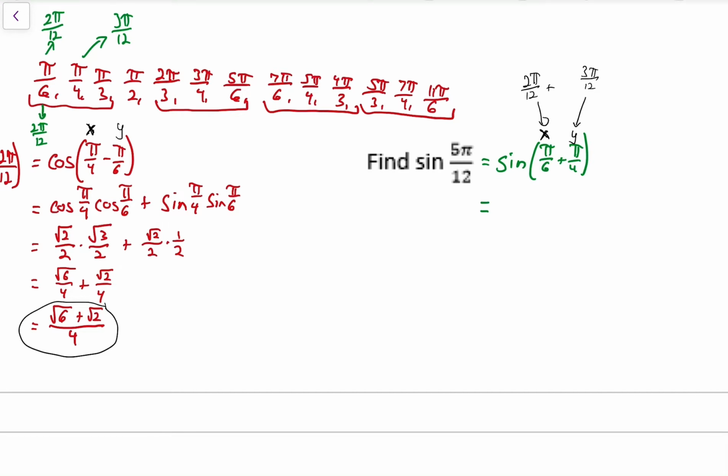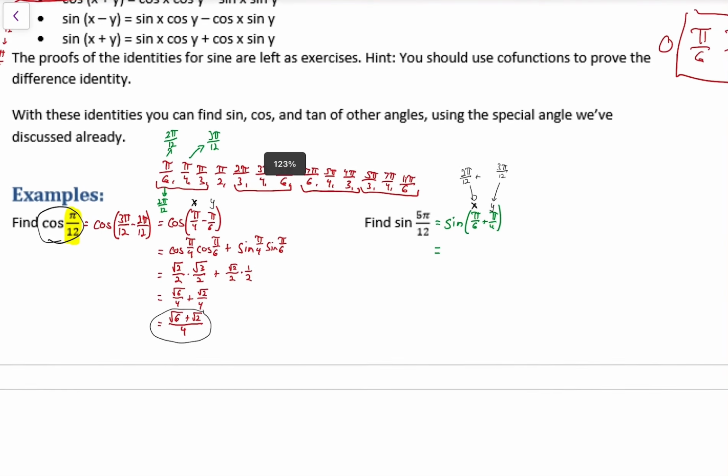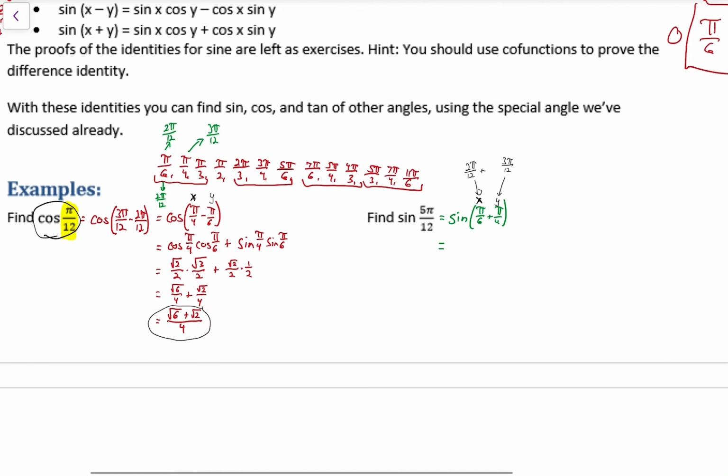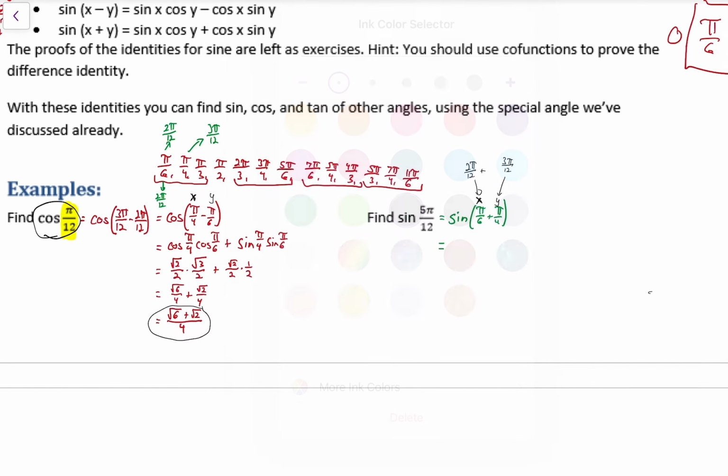So now we're going to use the sum identity for sine. Let's see if we can fit this all on the same screen. Actually, it's this bottom one right here. We're going to use this one. This is the sum identity for sine. And so we see we have sine of x times cosine of y plus cosine of x sine of y. So we're just going to use that formula and plug in our values for x and y.